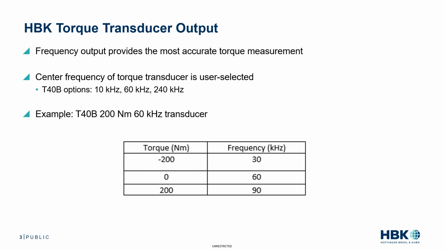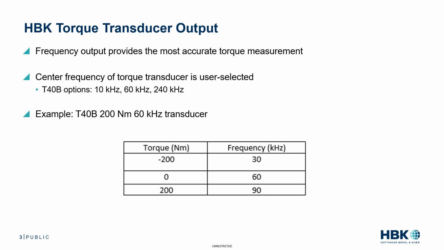HBK's torque transducers are sold with a specified center frequency. As an example, consider the T40B 200 Nm 60 kHz transducer. The frequency of the digital output varies with torque. At zero torque, the output is the specified center frequency, in this case 60 kHz. Across the full range of the torque transducer, from maximum negative torque to maximum positive torque, the variation in frequency is equal to the center frequency.